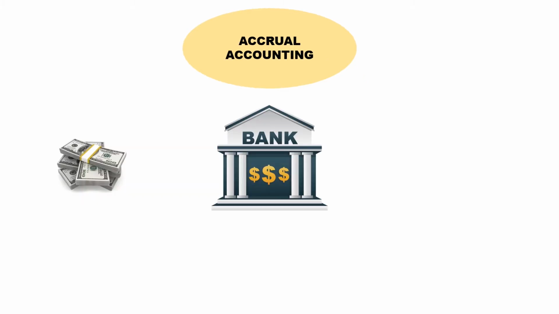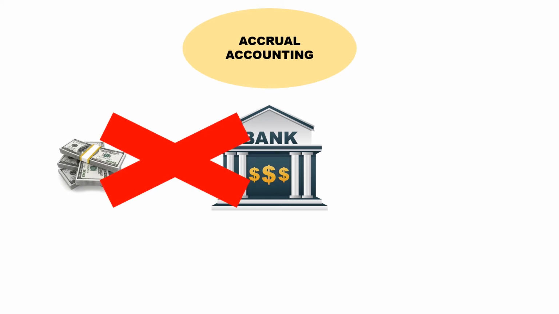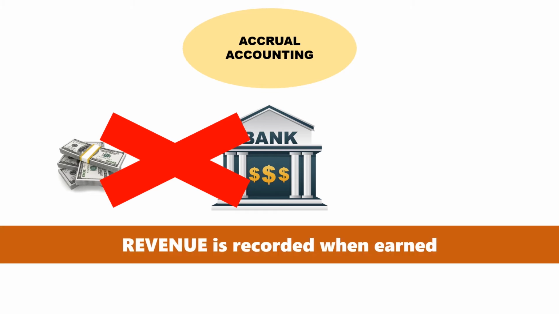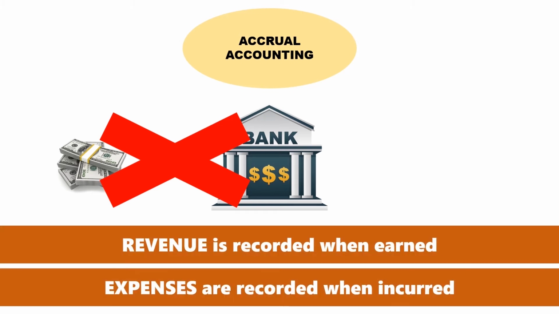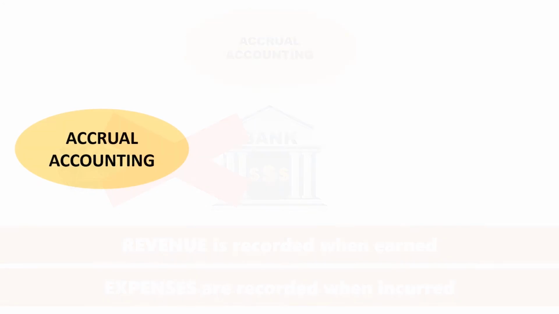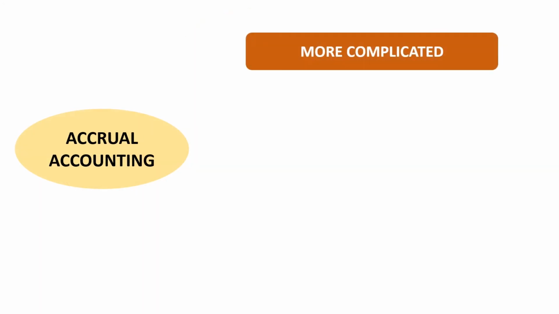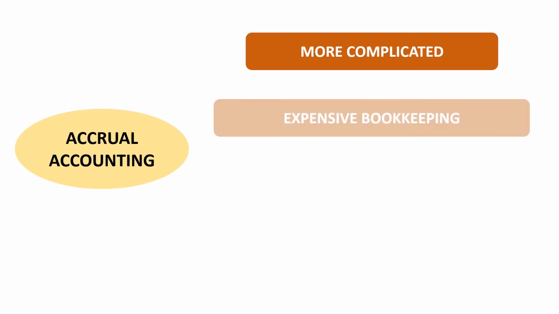Let's take a look at accrual accounting. In accrual accounting, it doesn't matter whether cash is received or paid. Revenue is recorded when it is earned, and expenses are recorded when they are incurred. This method is more complicated to implement than cash accounting since it's necessary to account for items like unearned revenue, prepaid expenses, and accrued expenses. As a result of its complications, this method is at times more labor intensive.